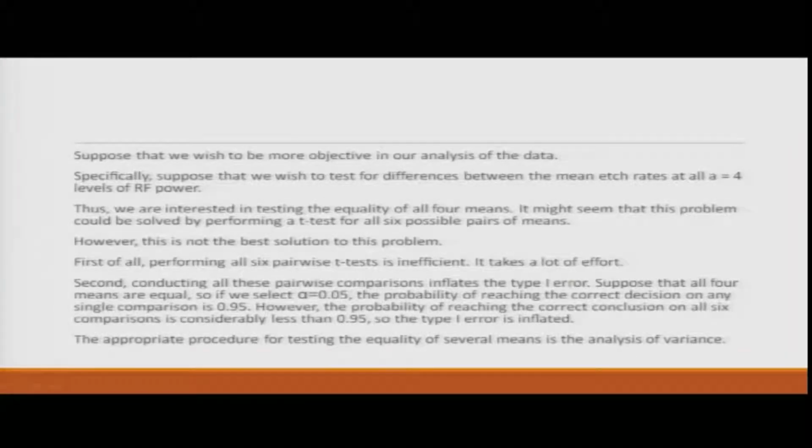Suppose that we wish to be more objective in analysis of this data. Specifically, suppose that we wish to test for differences between the mean etch rate at all levels. These are the 4 levels I am considering: 160, 180, 200, 220. Thus, we are interested in testing the equality of all the 4 means. It might seem that this problem could be solved by performing a simple t-test for all the 6 possible pairs of means. However, this is not the best solution to the problem.